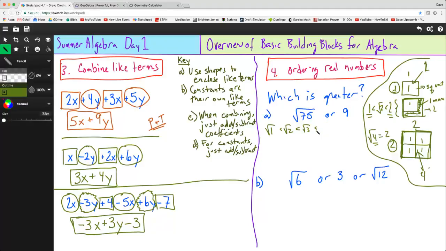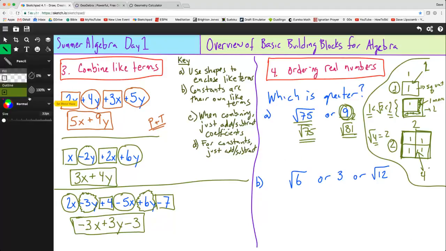Let's use that principle right here and say, well, what is 9 equal to? Well, 9 is equal to the square root of 81. Right? So 9 equals the square root of 81. So what's bigger? The square root of 75 or 9? Well, the square root of 81 is bigger than the square root of 75. So 9, which is equal to the square root of 81, is bigger than the square root of 75.